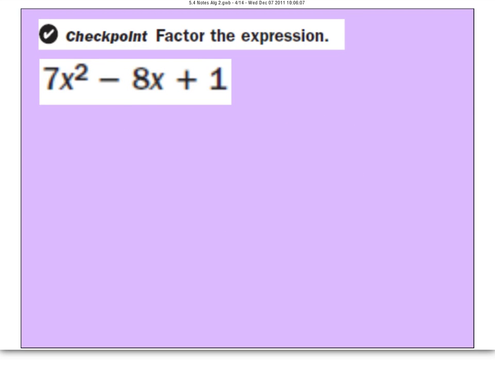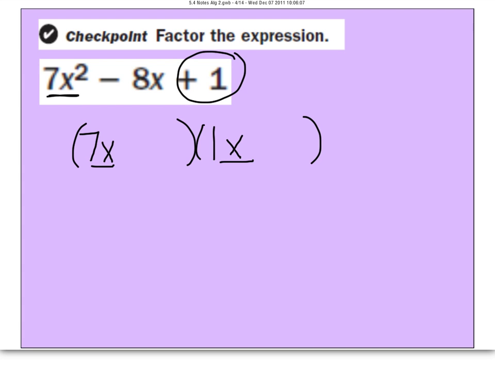Okay, let's try this one. Again, 7x squared goes here and here, so everyone gets an x. 7's prime, there's only one set, it's 7 and 1. So I'm going to put the 7 first and then the 1 second this time.